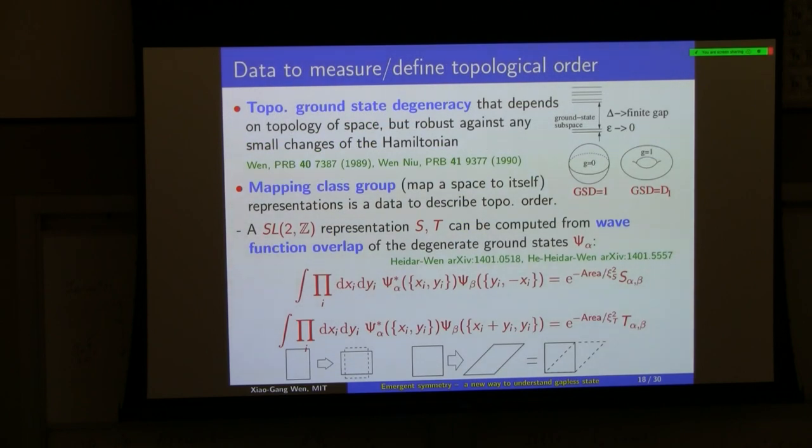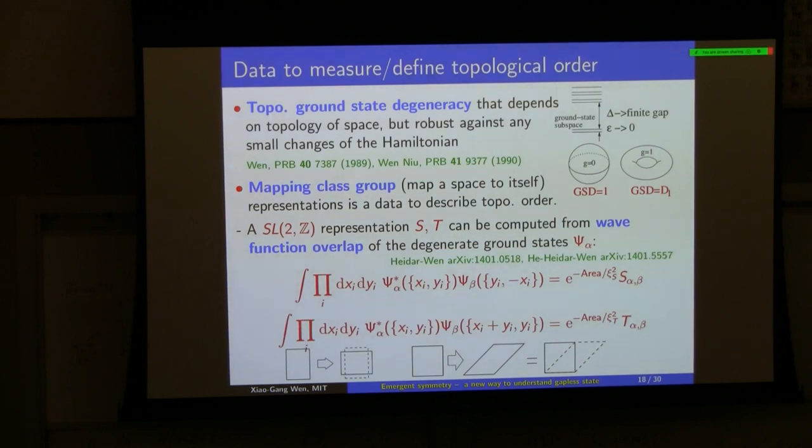But actually, the data to describe a topological order can be obtained in the following way. Certainly, topological order means they have an energy gap and they have a degenerate ground state, say on the torus. And then when you have degenerate ground state on the torus, we can construct the so-called ST matrix. We have a ground state wave function, this alpha labeling different degenerate ground states. Then you do the 90 degree rotation, x goes to y, y goes to minus x, and compute the overlap of two ground state wave functions.